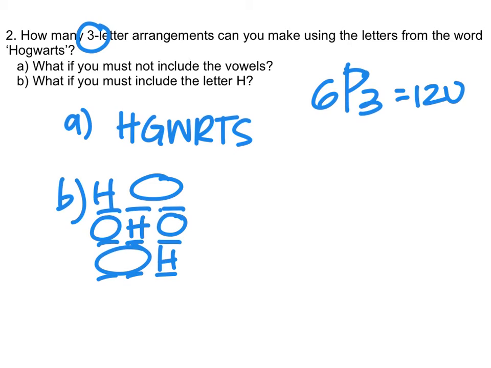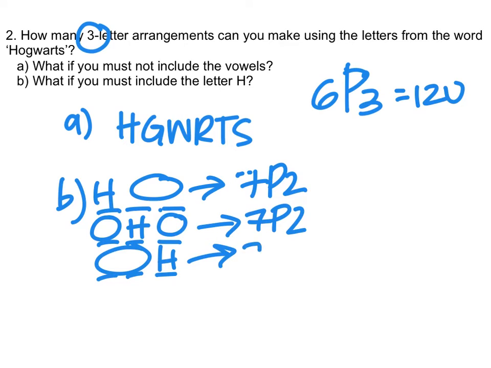So in this case, it's 7 permute 2, and it's 7 because we're not going to include the H because the H has already been placed there. And then similarly, even though they're split, still 7 permute 2, and then 7 permute 2. And we're going to add all those cases up. And when you do, the answer is 126.